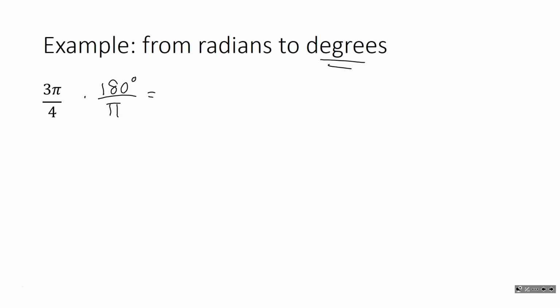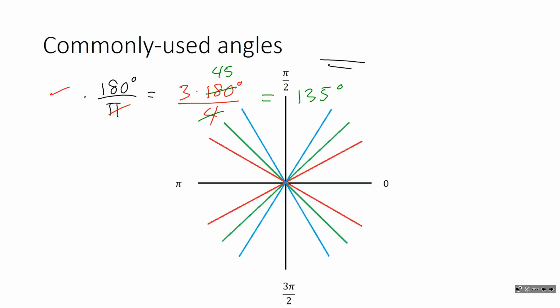Now the pi's will cancel, and after canceling out pi, you would have 3 times 180 degrees over 4. 4 will go into 180 45 times. So finally, 3 times 45 would be 135, and of course we still have our degree symbol. We've successfully converted from radians to degrees. So as long as you use the correct version of that conversion factor, 180 degrees over pi or pi over 180 degrees, you'll be fine.